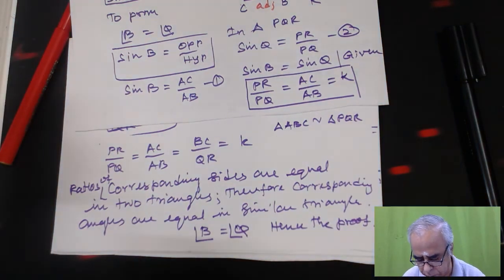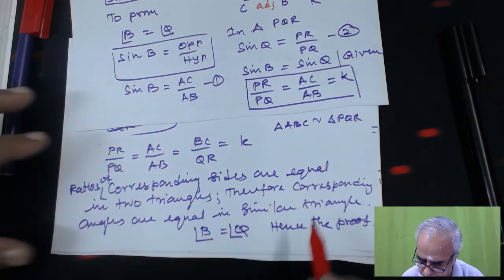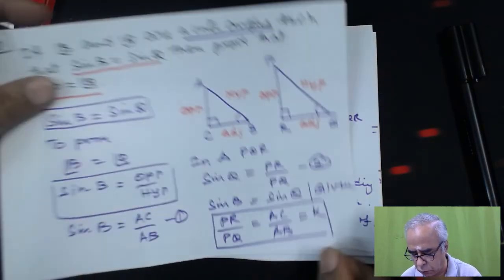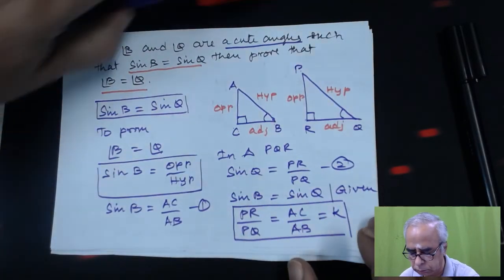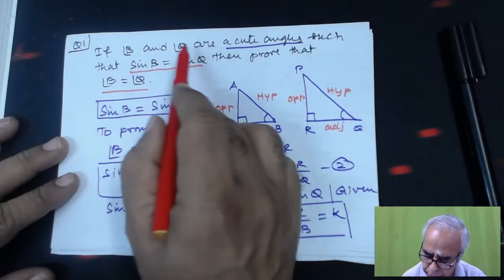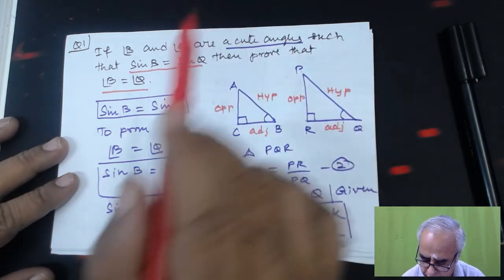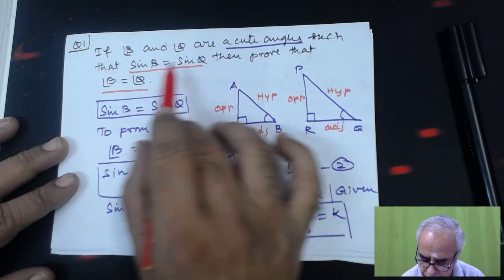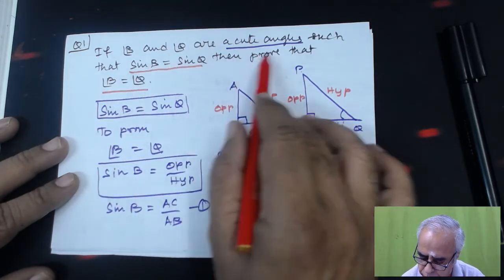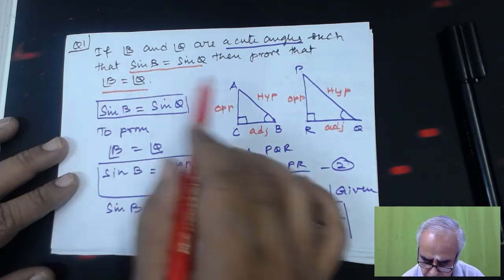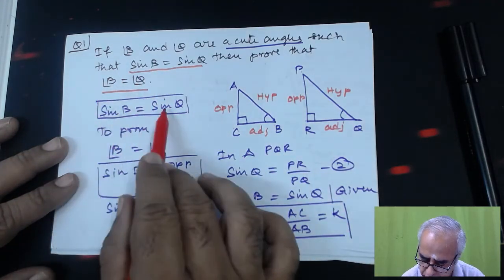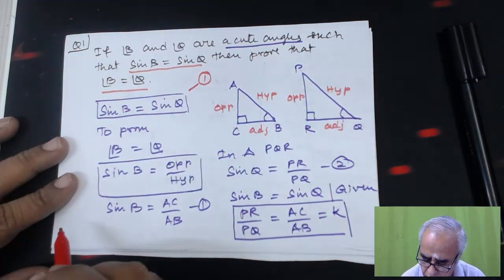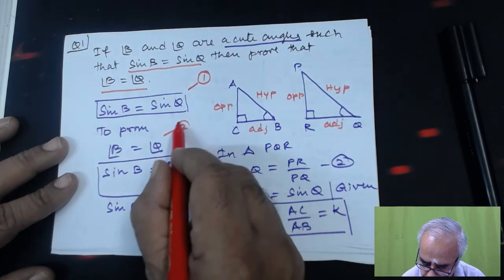Right? Now let us summarize this problem. So this is the final answer. Okay, now what are the key steps of this problem? Angles B and Q are acute angles such that sin B is equal to sin Q. Then prove that angle B is equal to angle Q. So it means sin B is equal to sin Q. This is the first given property. And what we are supposed to prove? We had to prove this one.